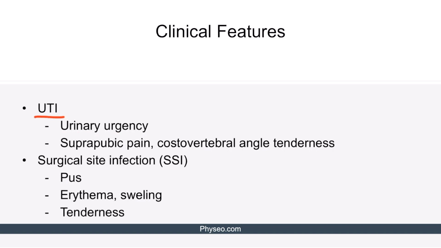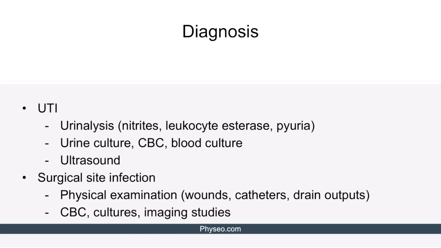Well, patients with a UTI typically present with urinary urgency, suprapubic pain, and CVA tenderness. That is, if the infection has ascended to the upper urinary tract. So you're worried about pyelonephritis. Common clinical signs of a surgical site infection include the presence of pus, erythema, swelling, and tenderness. So thankfully, early postoperative fever caused by a surgical site infection is really intuitive. You can figure that out quickly. Look at the surgical site and get used to seeing what is a normal healing wound and what is abnormal, what is infected.